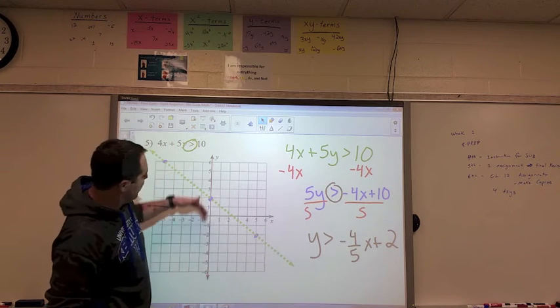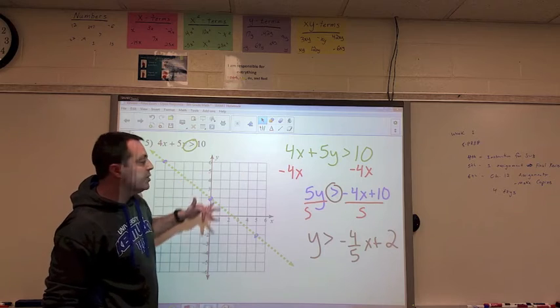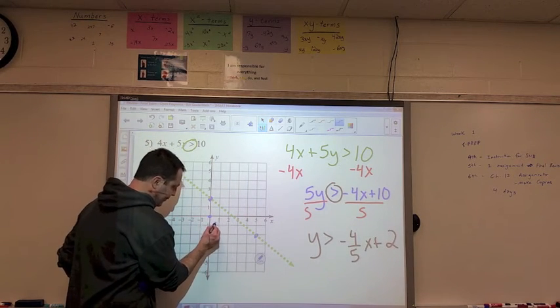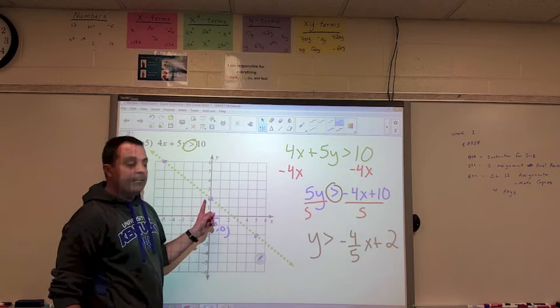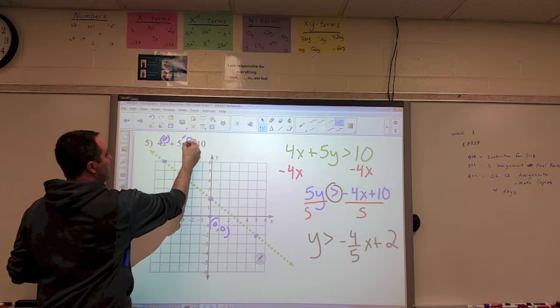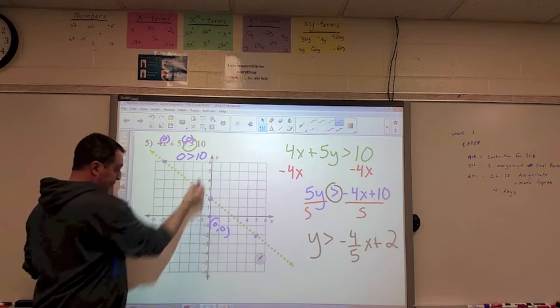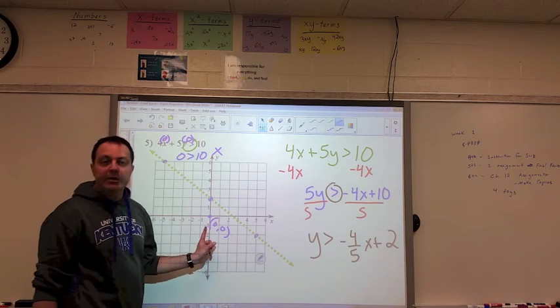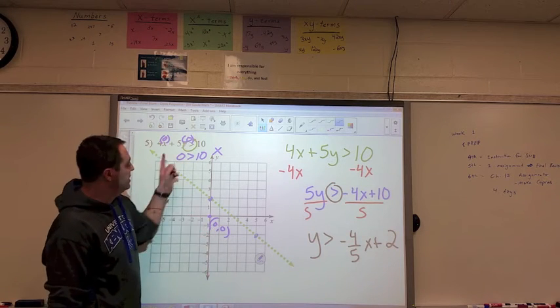Now we need to decide which side of the boundary our solutions lie on. So we're going to test a point. I'm going to test 0, 0 and see if it makes our inequality true. If I put 0, 0 in here, I get 0 is greater than 10. We all know that's not true. So 0, 0 is not a solution to this inequality.